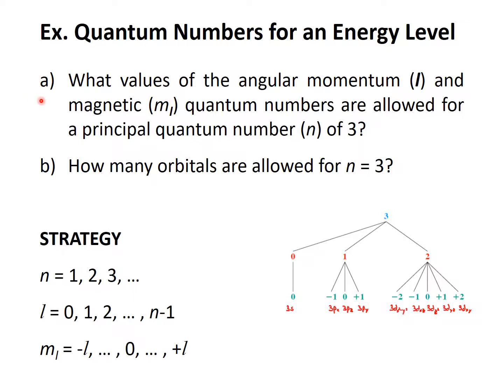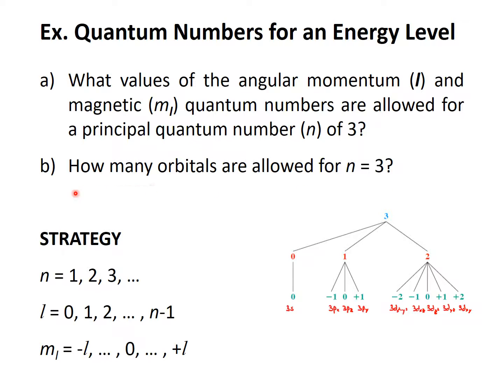In part A of this example, we are asked to specify the angular momentum quantum number, L, and the magnetic quantum number, ML, that are allowed for a principal quantum number of n equals 3. And in part B, we are asked to indicate the number of orbitals that are allowed for n equals 3.